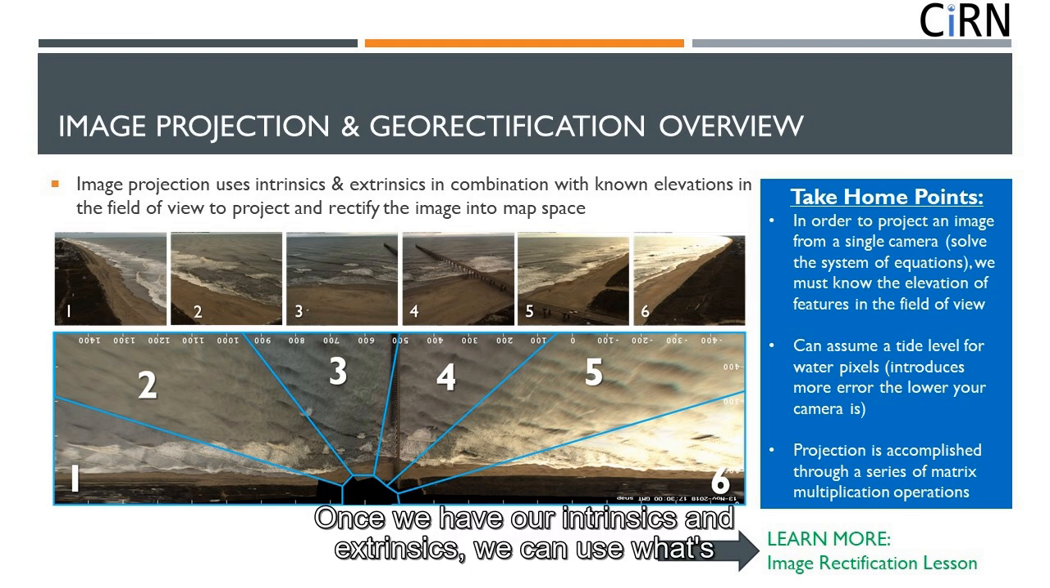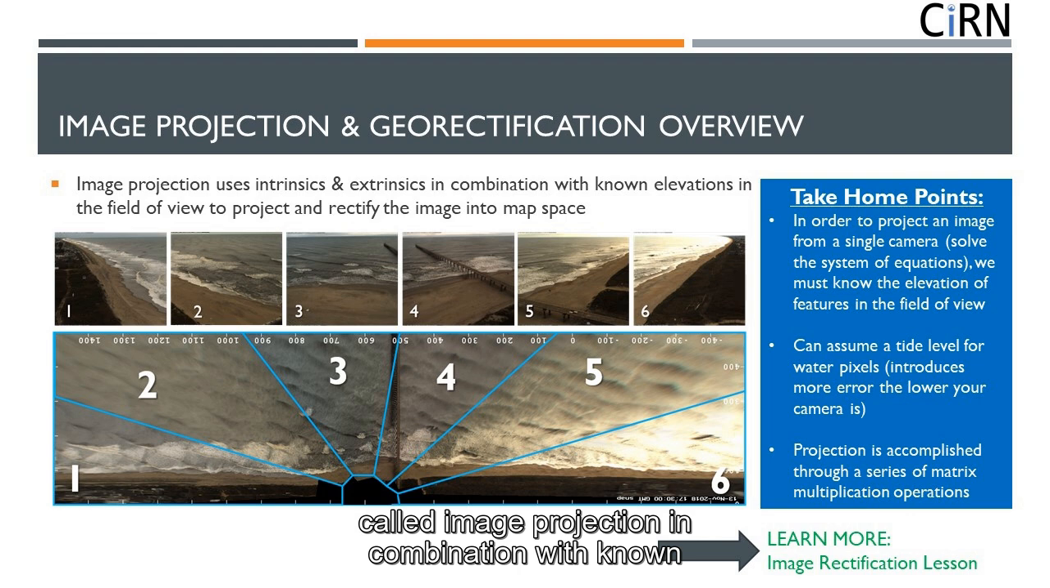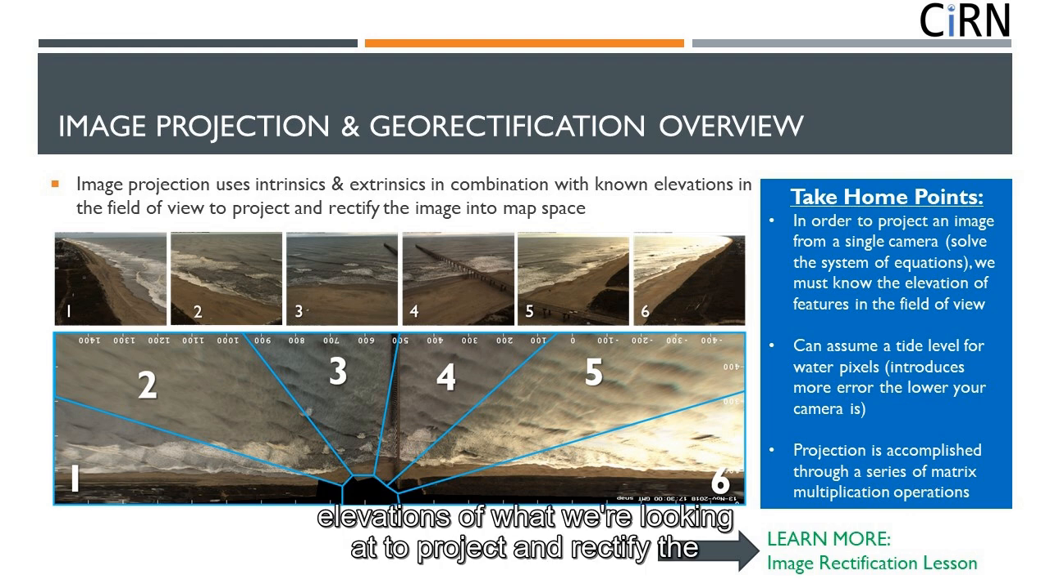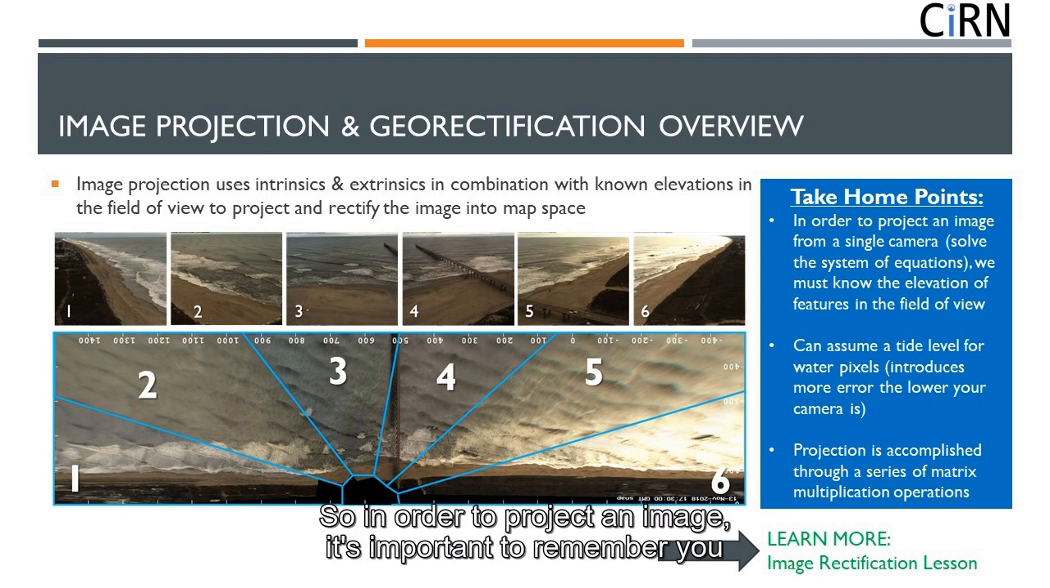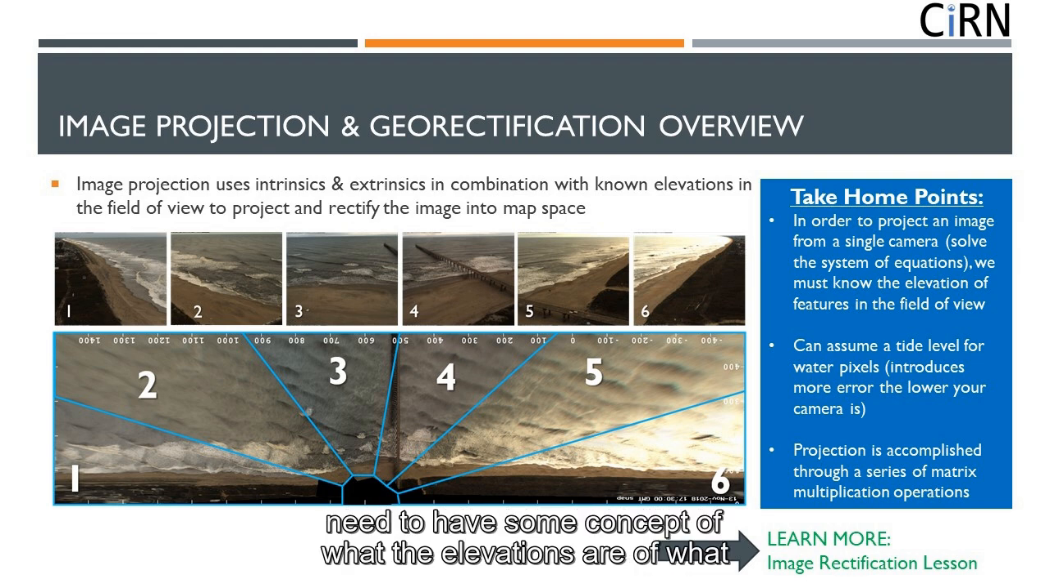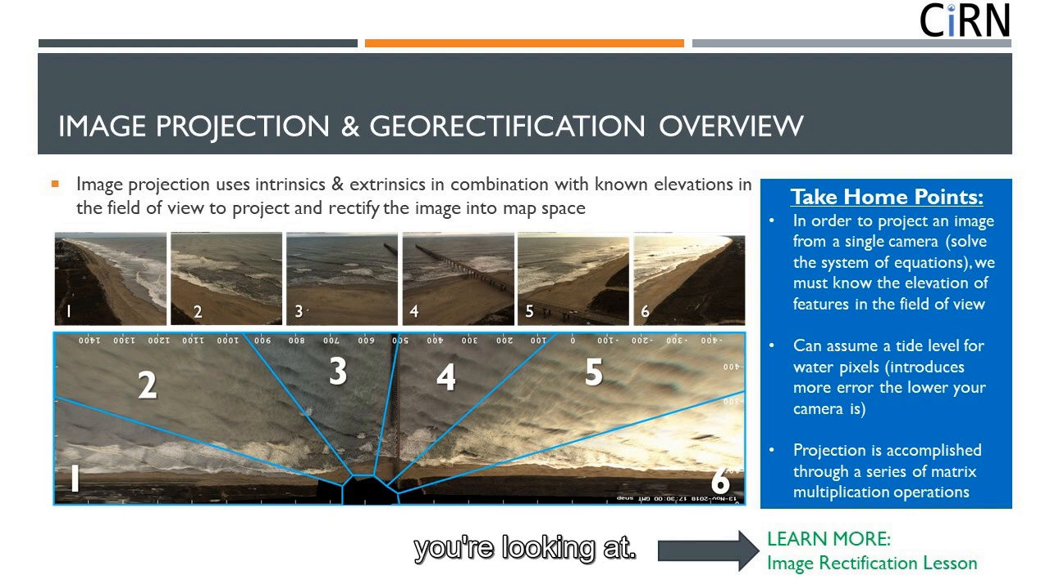Once we have our intrinsics and extrinsics, we can use what's called image projection in combination with known elevations of what we're looking at to project and rectify the image into map space. And we'll go through that a lot more in the image rectification lesson this afternoon. So in order to project an image, it's important to remember you need to have some concept of what the elevations are of what you're looking at.